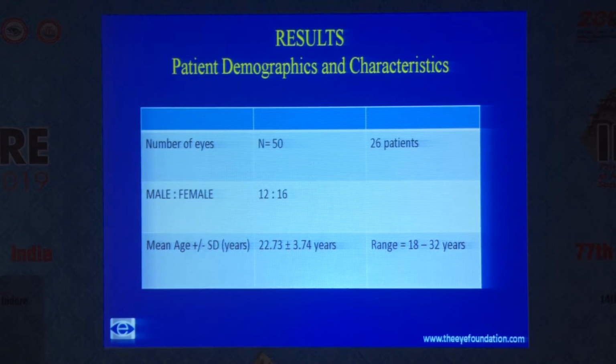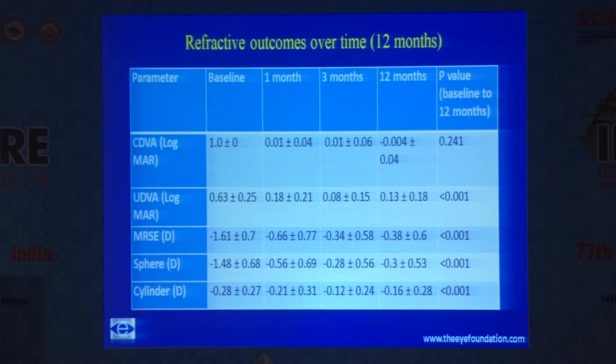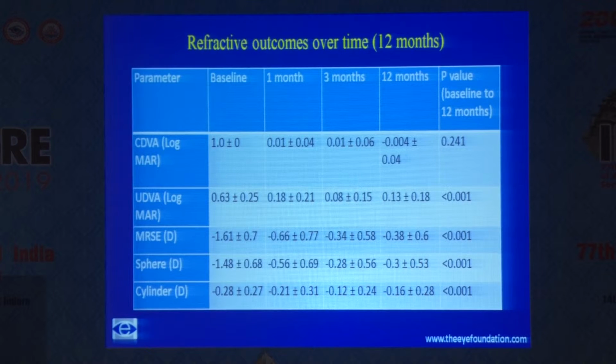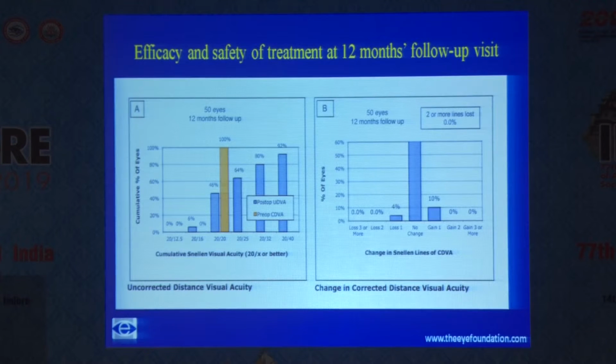So what were the results that we saw? We had a cohort of 56 patients, but of the ones which followed up through 1 year, we had 50 eyes with a minimum follow-up period of 1 year and a mean age of 22.73. Now you can see the refractive outcomes over 12 months, wherein there is a change in both the MRSE, the sphere and the cylinder, which has significantly reduced from minus 1.61 MRSE to 0.38. Again, the UDVA improved significantly from 0.63 logMAR to 0.13 logMAR. In terms of the safety and efficacy, more than 92% of the patients had an unaided visual acuity of 20/40 or better at the 1 year follow-up.